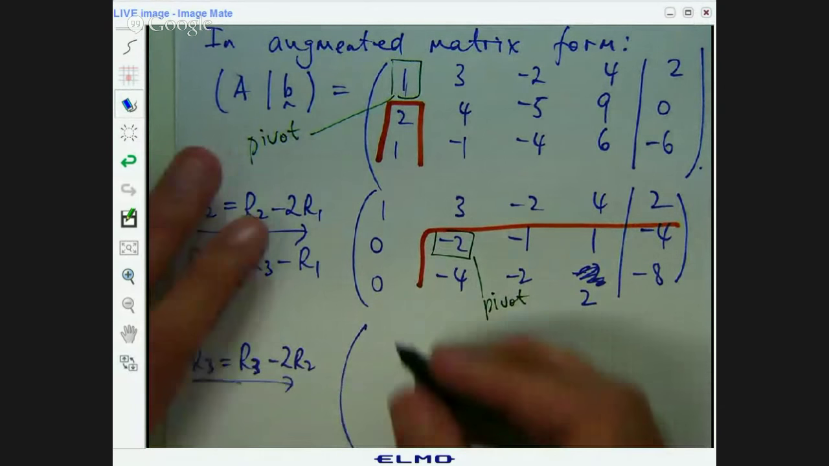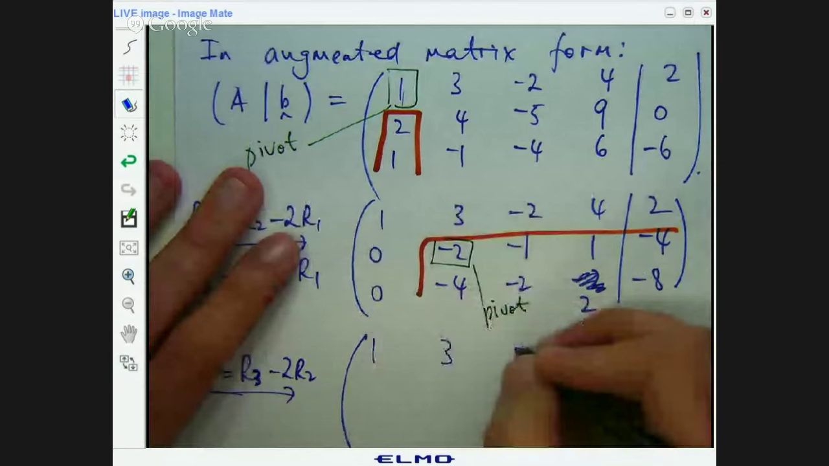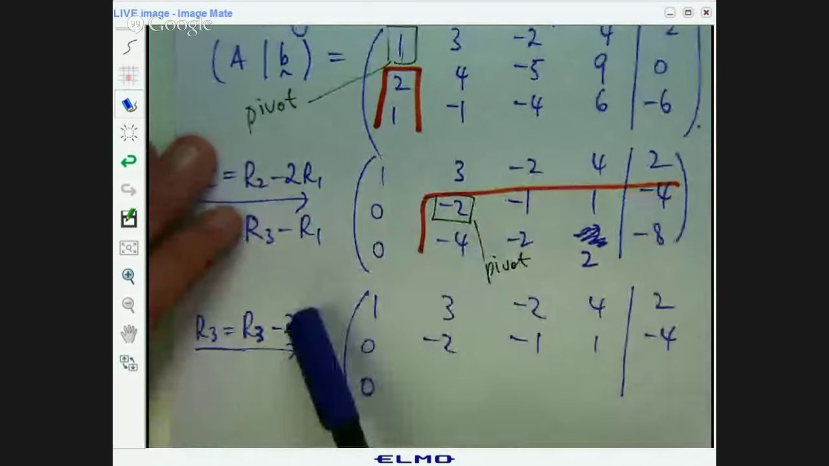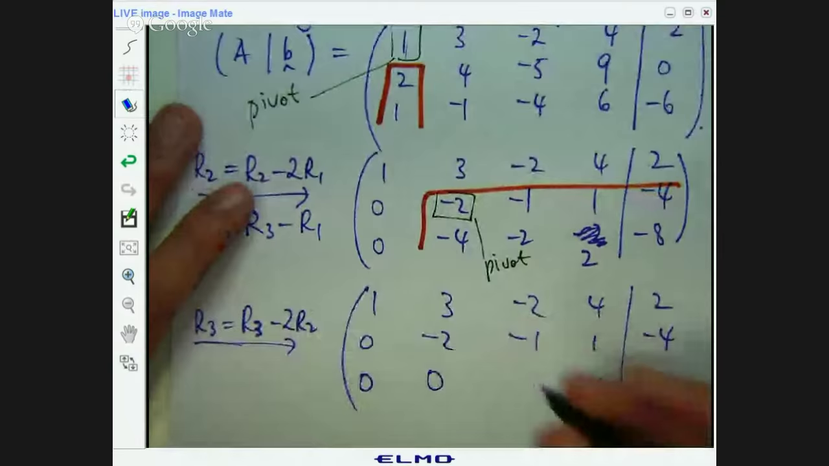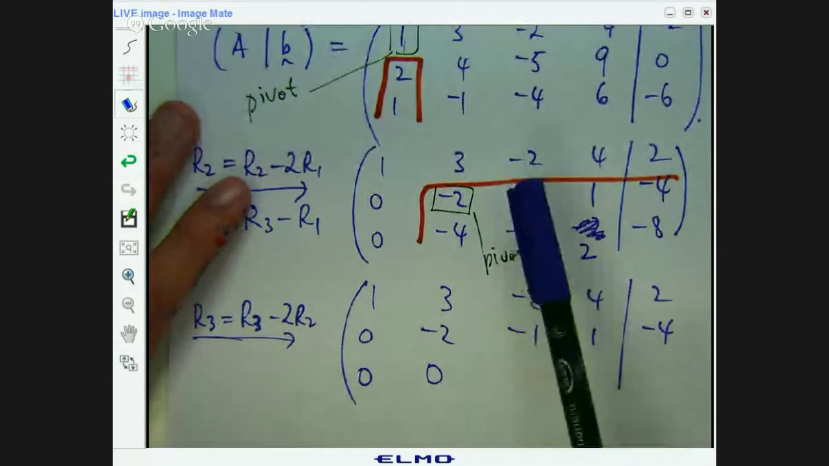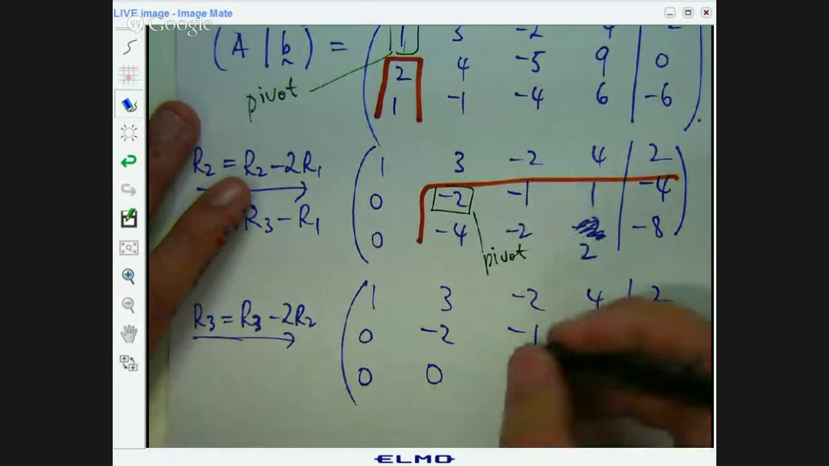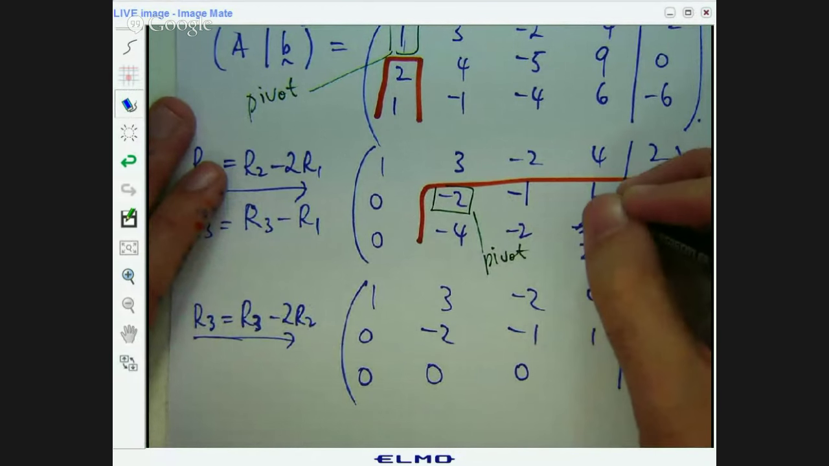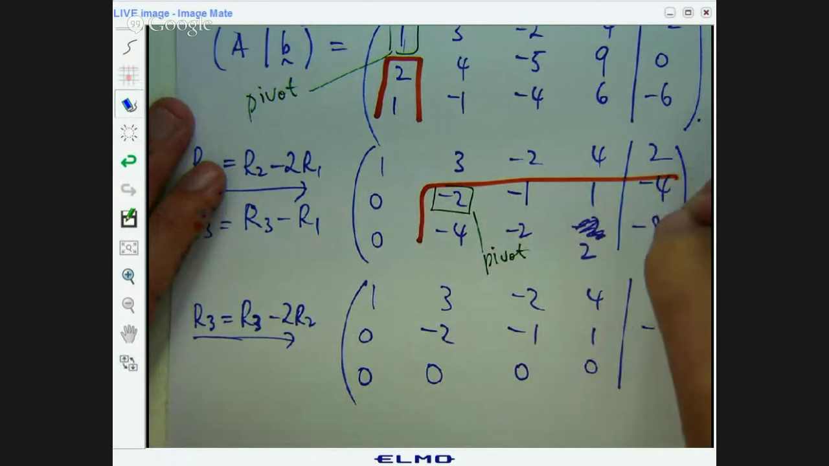Okay, so row 1 isn't going to change. Row 2 isn't going to change. Okay, so -4 minus 2 times -2. -2 minus 2 times -1. 2 minus 2 times 1. -8 minus 2 times -2.